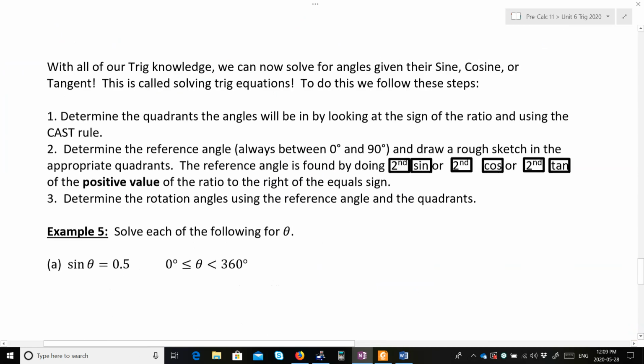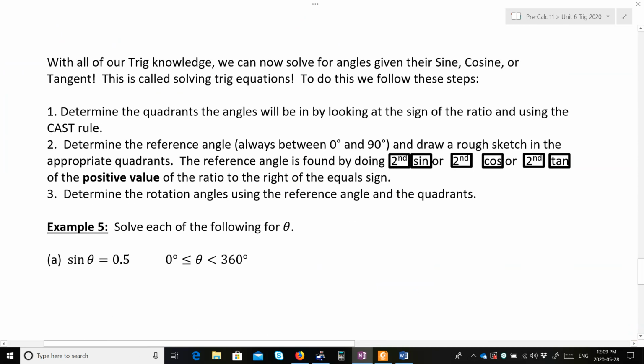Okay, we are finally on to the last page. With all of our trig knowledge, we can now solve for angles given their sine, cosine, or tangent. This is called solving trig equations. To do this, we follow these steps.